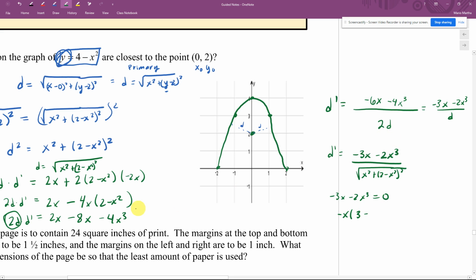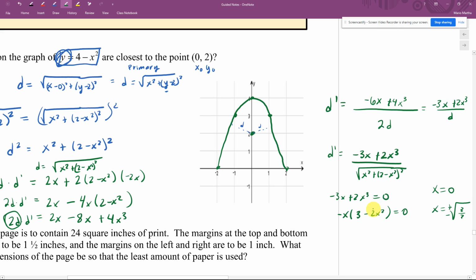Was this plus? Yes, this was a plus 4x cubed. I'm sorry. So plus there, plus as well. Sorry about that. So we're going to factor that out. So that gives us negative x times 3 plus 2x squared, and that is equal to 0. So x equals 0 is one critical value. The second one is going to be given by x equals plus or minus the square root of 3 over 2, once you solve this 3 minus 2x squared for 0.